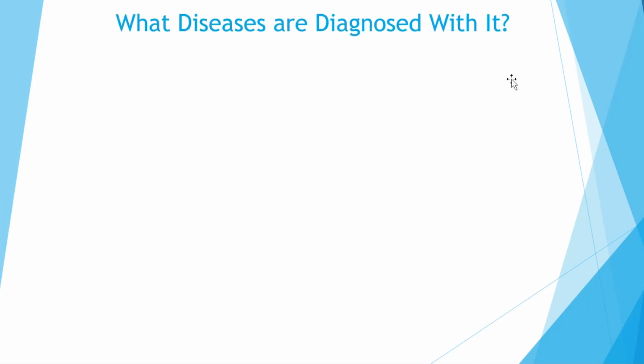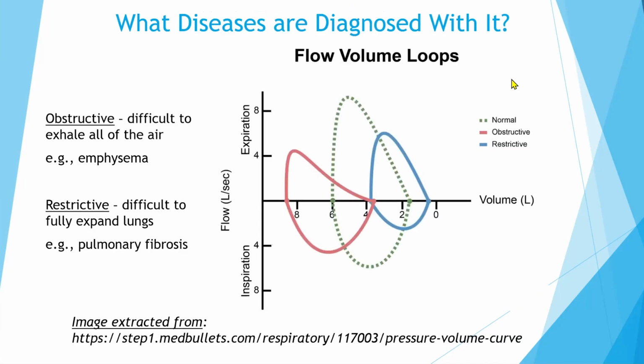Finally, what types of diseases are diagnosed with spirometry? Many obstructive and restrictive diseases, such as emphysema and pulmonary fibrosis, respectively, can be diagnosed using spirometry. As shown in this sketch, one aspect of obstructive diseases is that the residual volume is larger than normal, while it is smaller than normal with restrictive diseases.